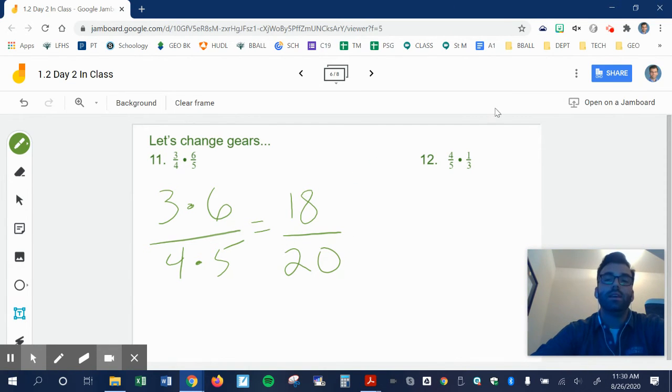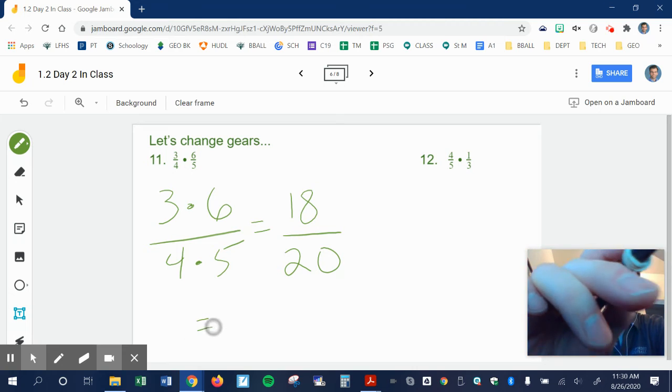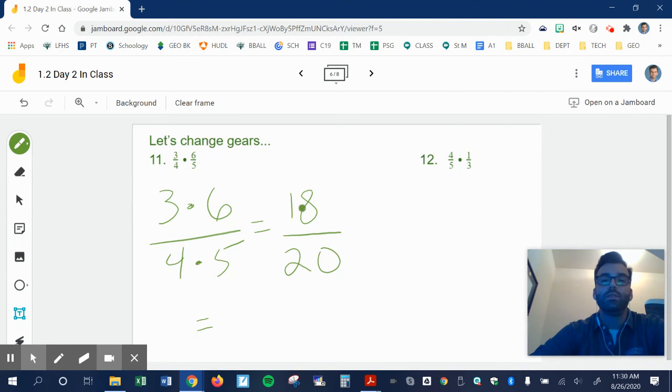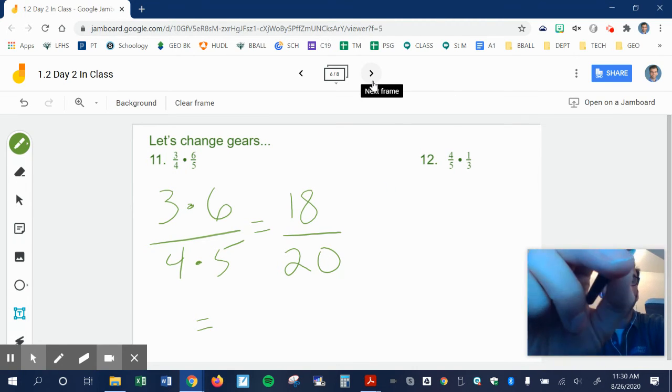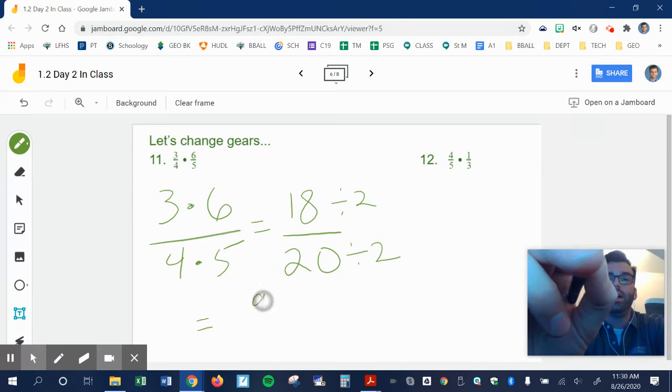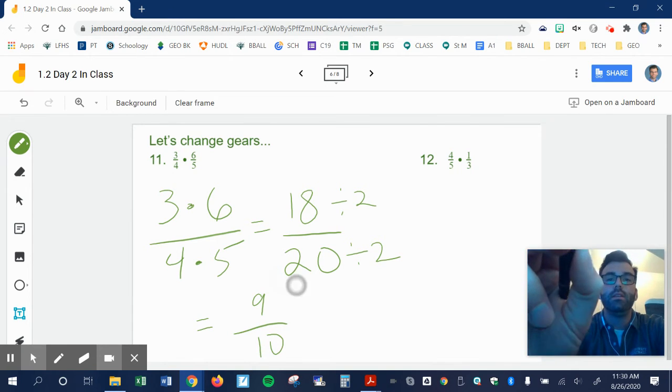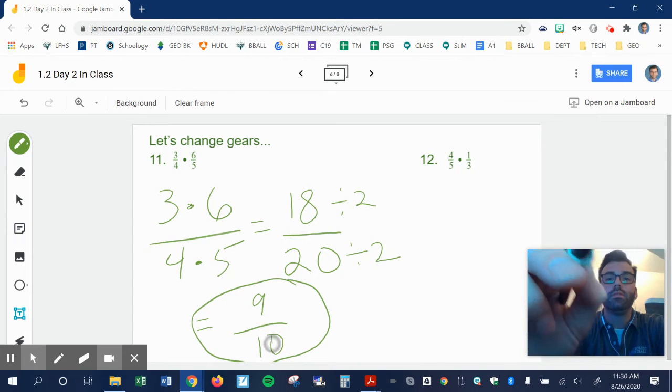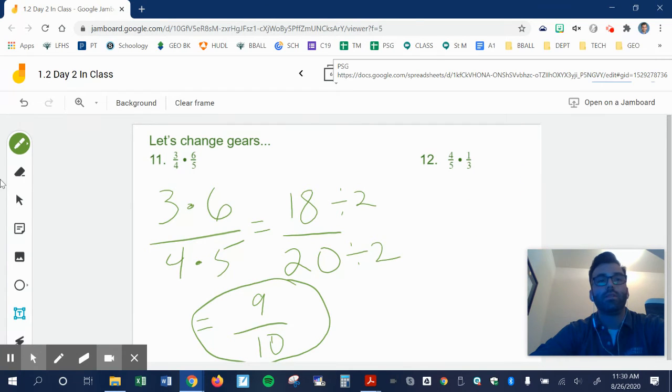Now, remember what I said yesterday. It's always very, very, very important to reduce. Since they're both even, they're both divisible by 2. So if I divide the top and the bottom by 2, I get 9 over 10. And there's my answer. Number 12, multiply across the top, multiply across the bottom.